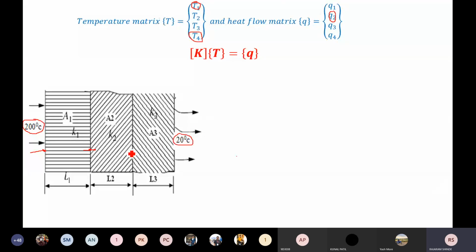Now the same thing will happen at this location. Here, whatever heat is coming at node number 3, that same heat is going out of node number 3. Therefore, the resultant heat addition at node number 3 is 0, which means Q2 is 0 and Q3 is 0. Now heat is going out of node number 4. It may be anywhere. Therefore, here the resultant heat flow is not 0. Do you agree with this?